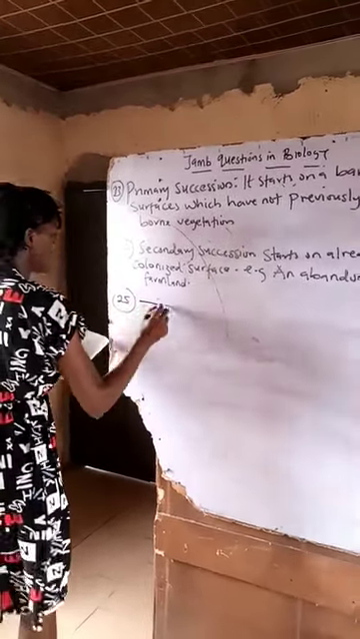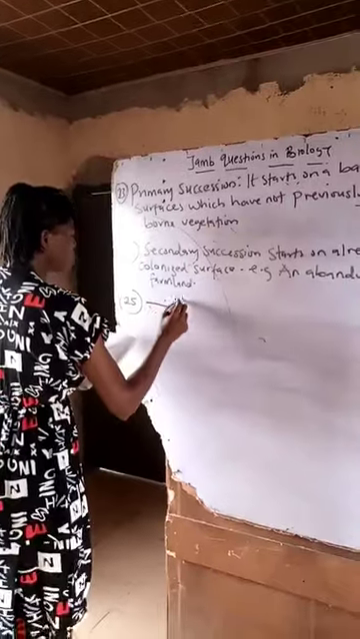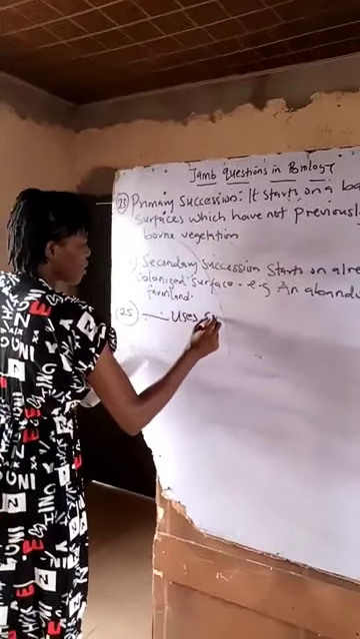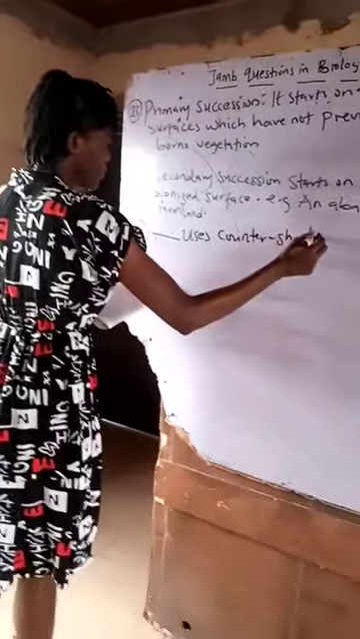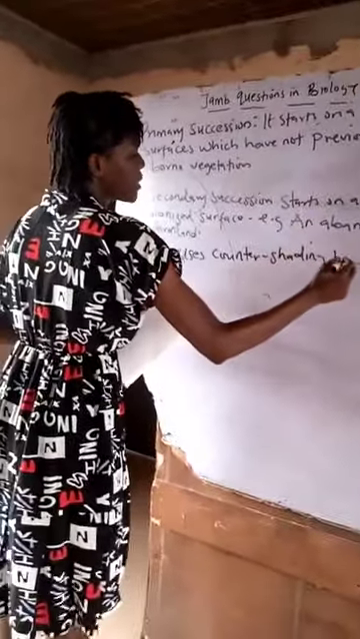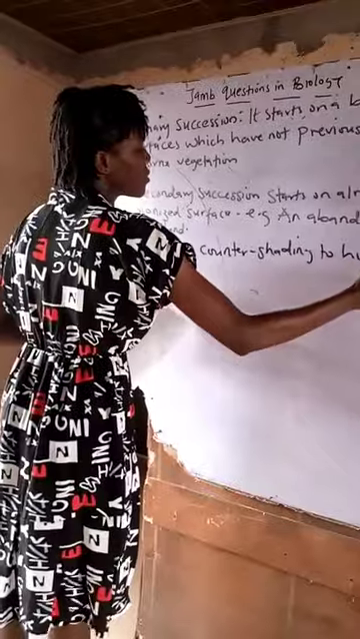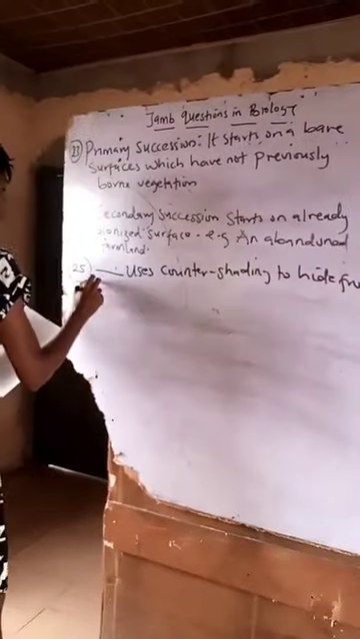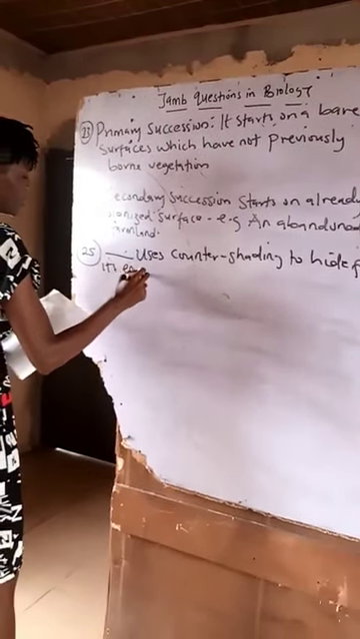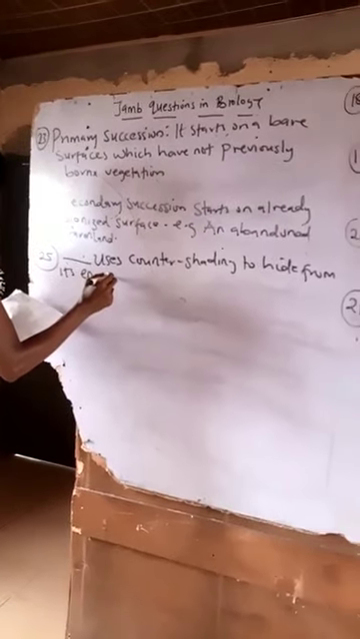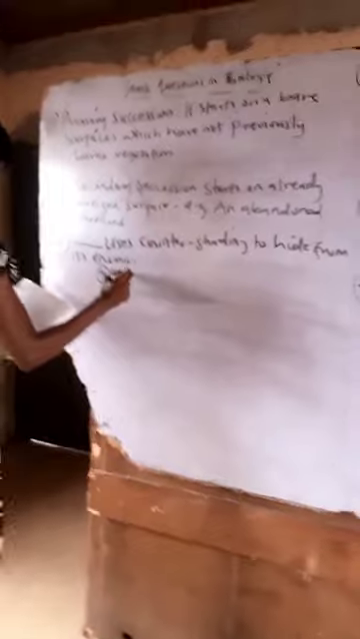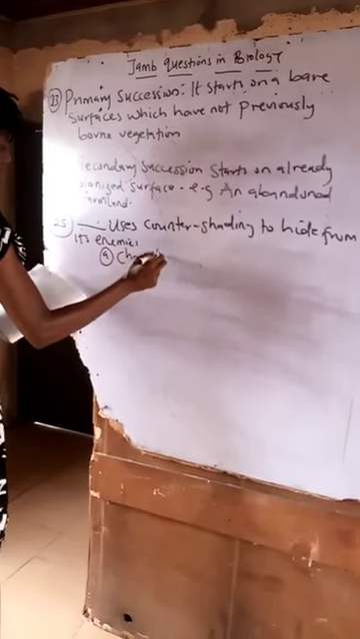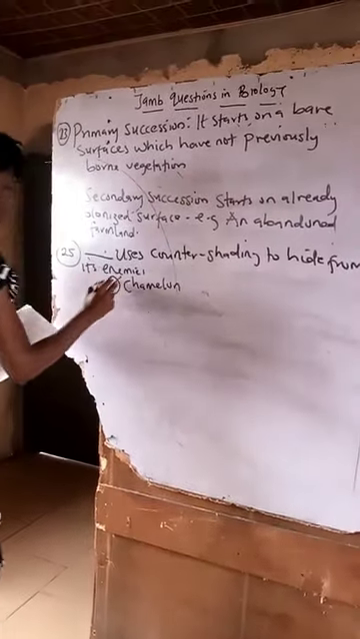The next question is on genetics. It says dash uses counter shading to hide from its enemy. To hide from its enemies. A. They wrote chameleon. The answer is what? Chameleon.